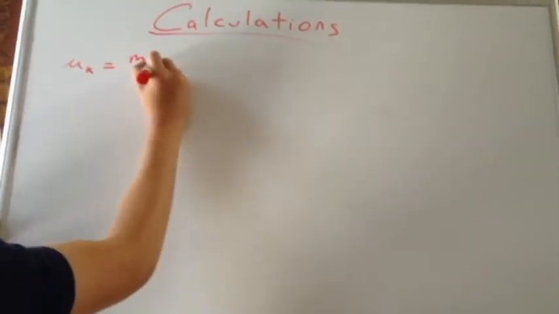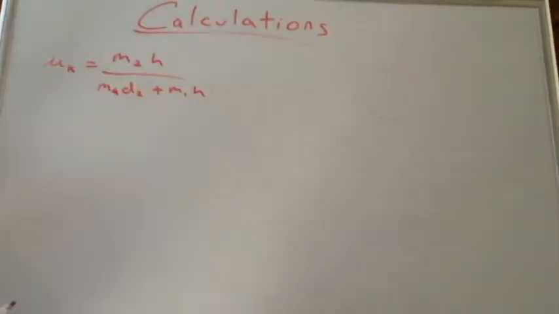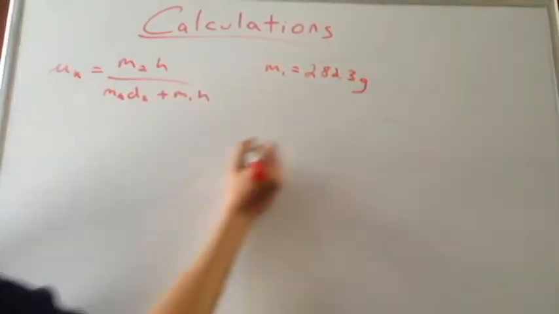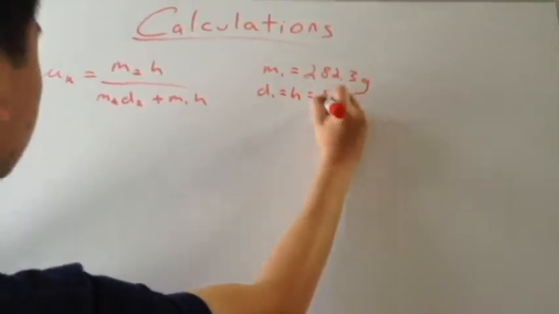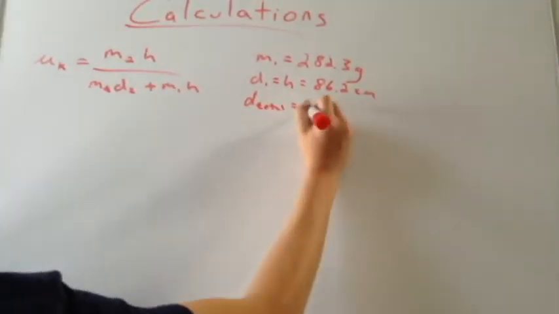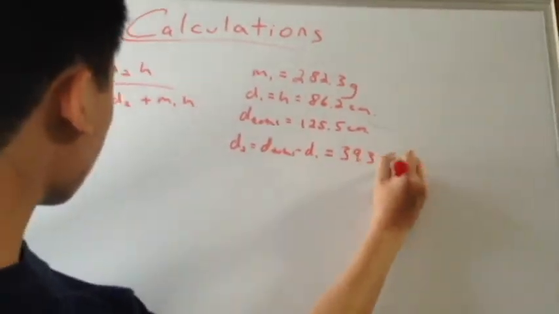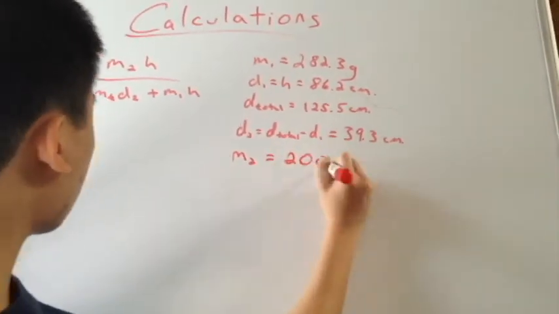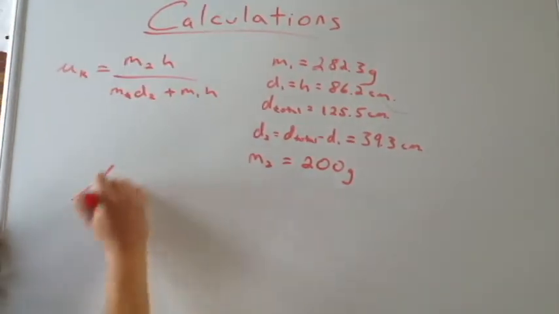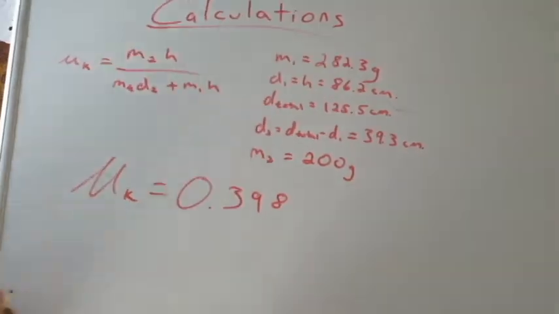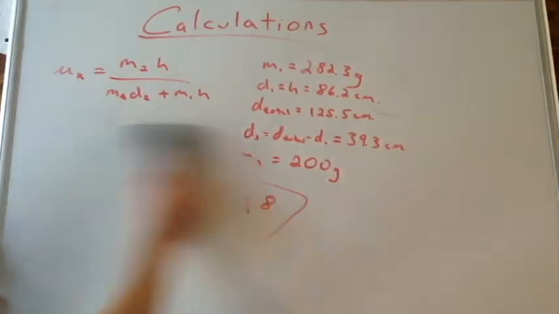In our experiment, we calculated and measured the following values. d1 is the height from which block 2 falls. d total is the total distance traveled by block 1. d2 is the difference between the two and represents the distance block 1 travels after block 2 hits the ground. After plugging these values into our expression for the coefficient of kinetic friction, we get 0.398 as our answer.